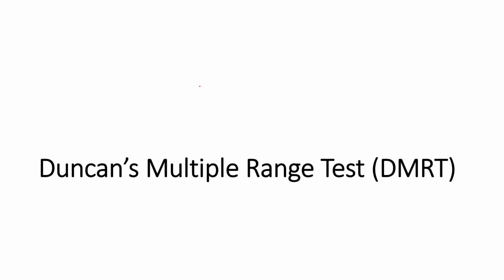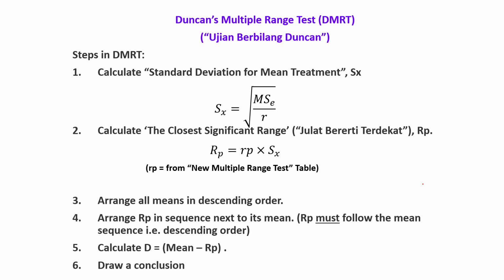So let's look at the second approach for your post-hoc test, which is Duncan's multiple range test, DMRT. DMRT basically has the same function compared to the LSD test. It's just that DMRT actually has slightly more steps compared to LSD, but it is good if there are many treatment groups that you need to compare. Then DMRT will be way faster to calculate compared to LSD.